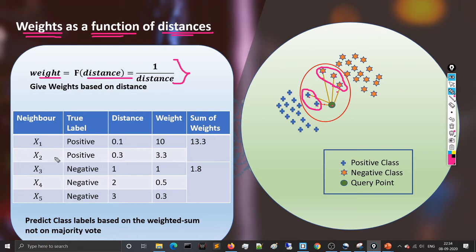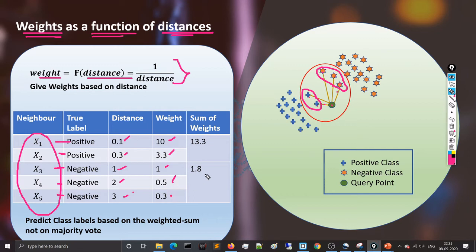So just check for this green query point. We have 5 neighbors, x1 to x5, out of which x1 and x2 belong to the positive class and x3, x4 and x5 belong to the negative class. Now the distances, as we are discussing, for the positive class are very small, 0.1 unit and 0.3 unit, and for the negative points the distances are respectively 1 unit, 2 units and 3 units, right? Just invert them and we get weights as 10, 3.3, 1, 0.5 and 0.3.